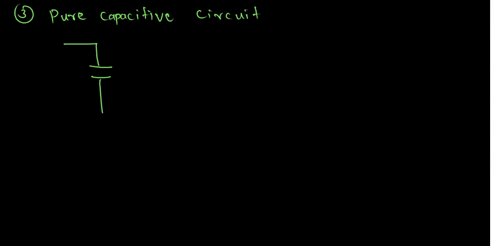So the third one, when we go on, you can easily understand the matter. The third one is the pure capacitive circuit. How to draw this? Pure capacitive, we already know. There is only one capacitor there. I put the capacitance of the capacitor as C, and the voltage across the terminal is V.